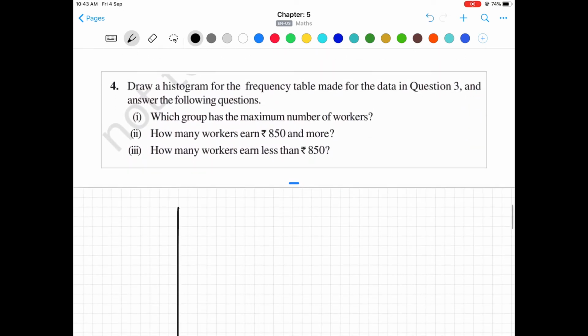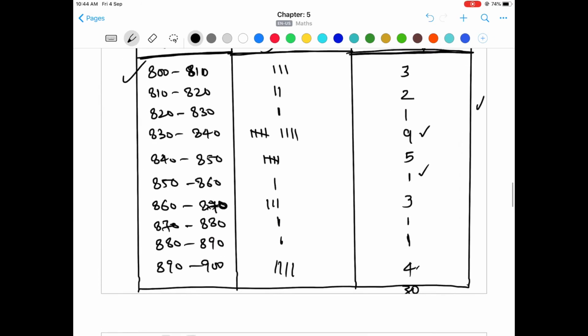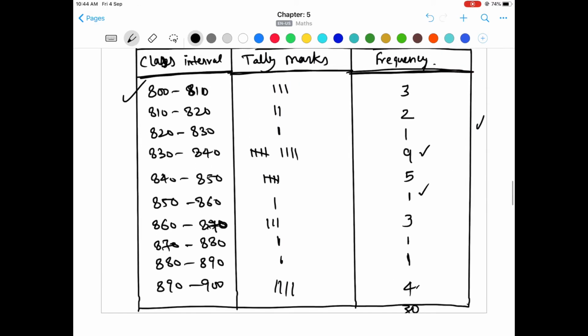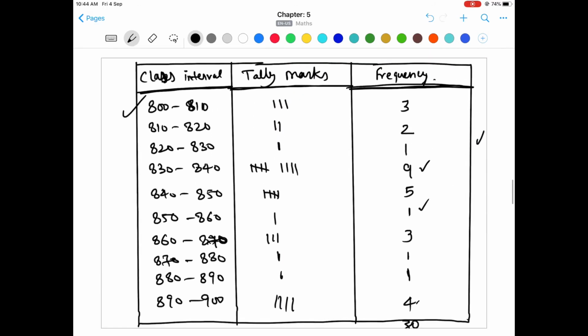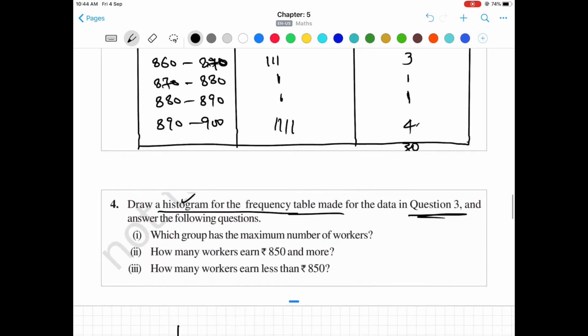Now moving ahead to the next question, we have question number 4. It says draw a histogram for the frequency table made in question number 3. That means this table which we have made in question number 3, and answer the following questions. So first thing is to draw a histogram for this above table. Like I told you, for a histogram we need continuous intervals. Now you can see we already have continuous intervals. That means this data can be represented using a histogram.